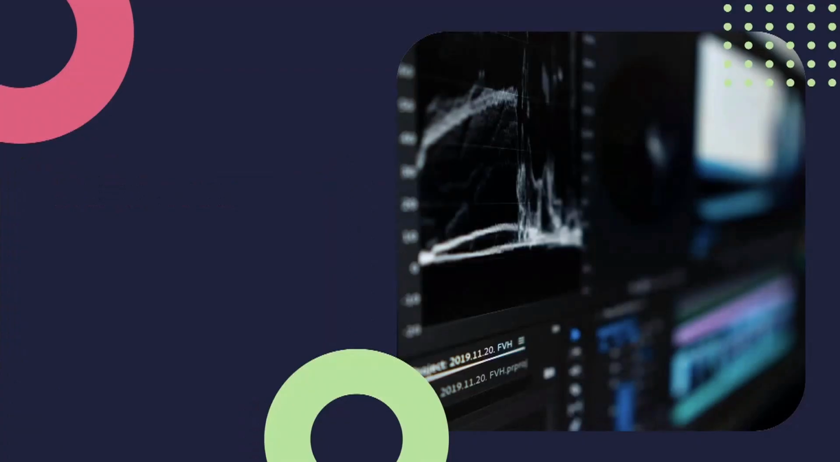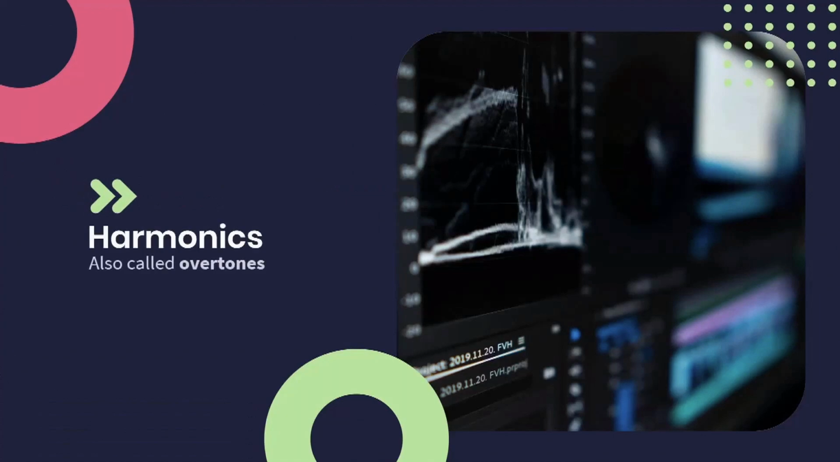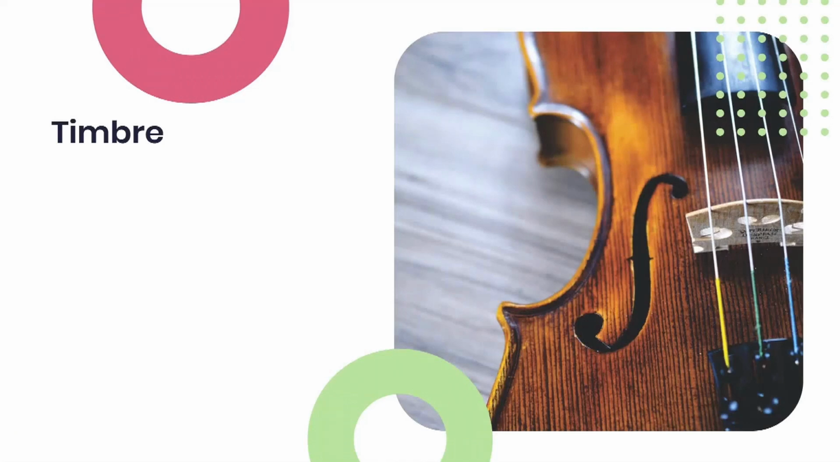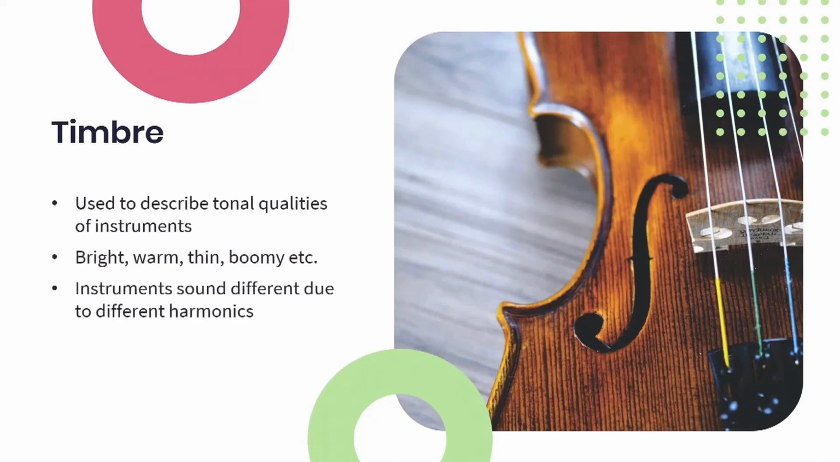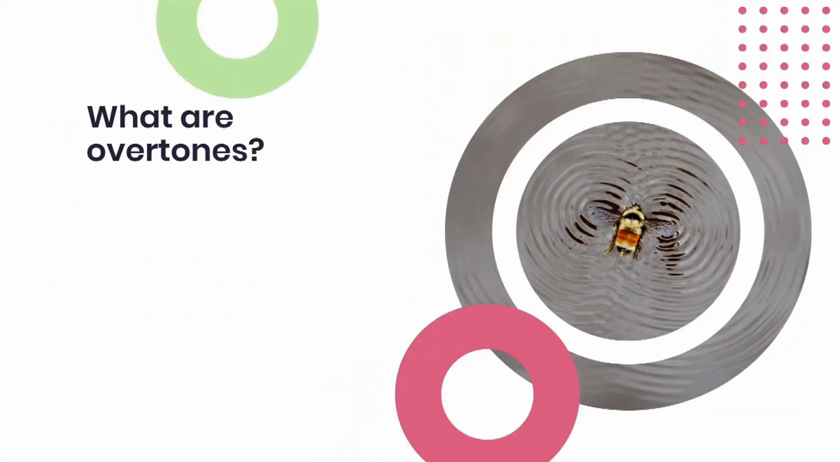A piano and a cello sound very different from one another, and this difference in sound, even if they play the same note, is called timbre. We use the word timbre to describe the tonal qualities of different instruments. So, the question then arises, why do they sound different if they are playing the same note? The answer is due to harmonics, also known as overtones.